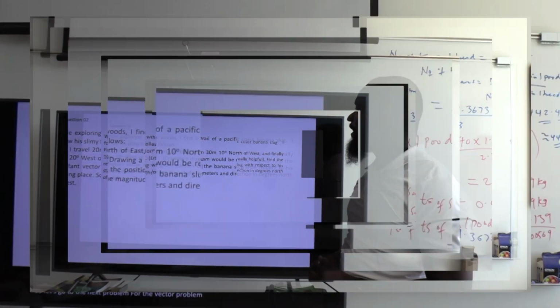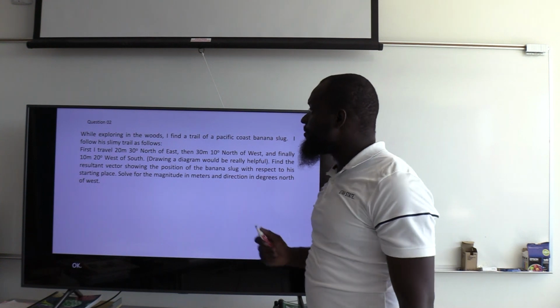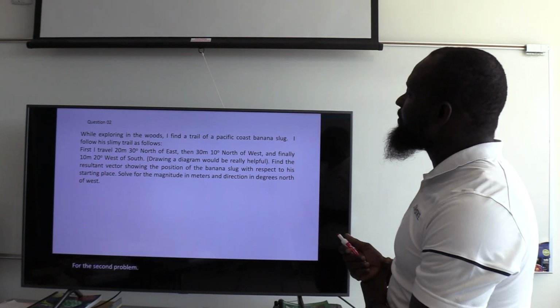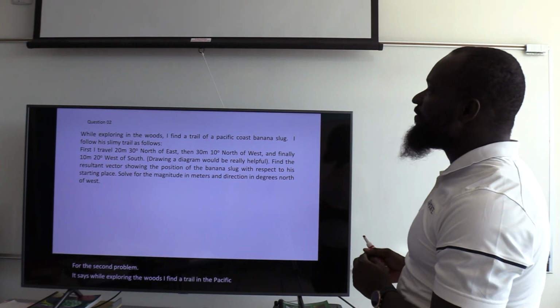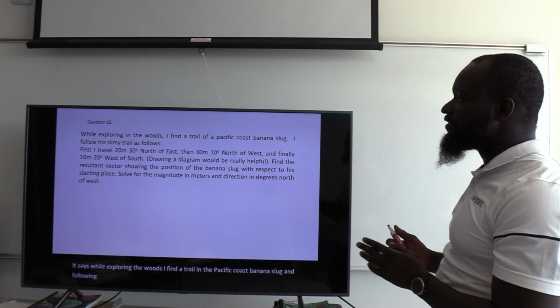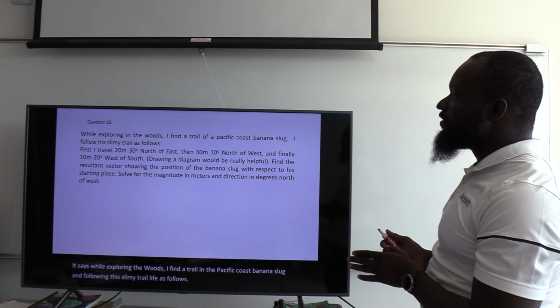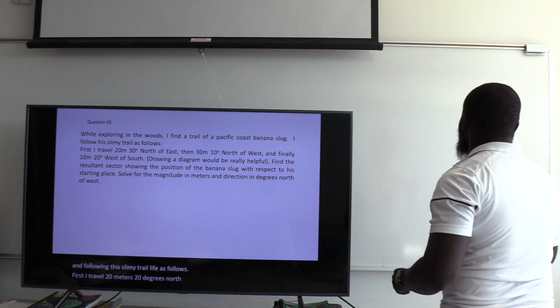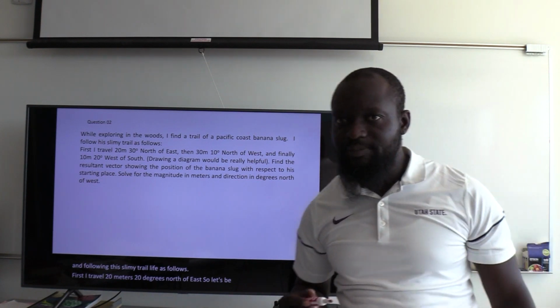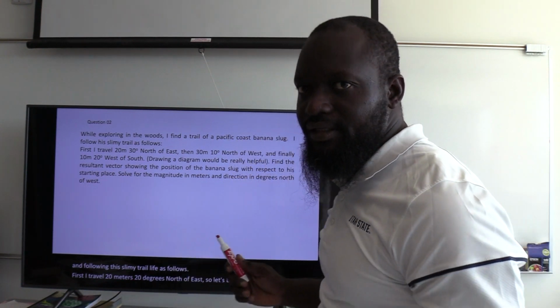See how we do that. Now for the second problem, it says, while exploring the woods, I find a trail of a Pacific Coast banana slug, and I follow this slimy trail as follows. First, I traveled 20 meters, 30 degrees north of east. So let's be careful. Let's take this correctly.